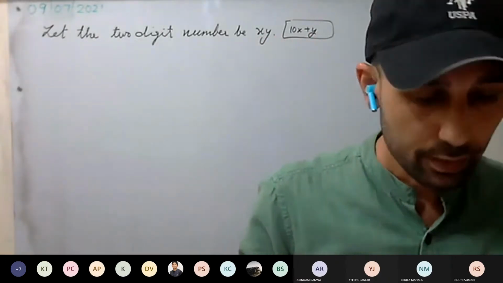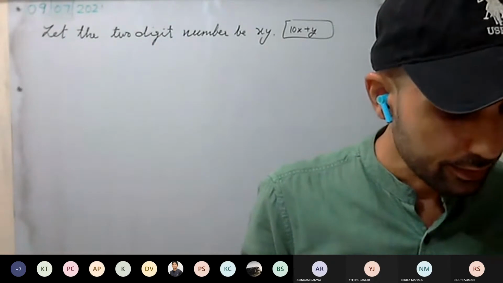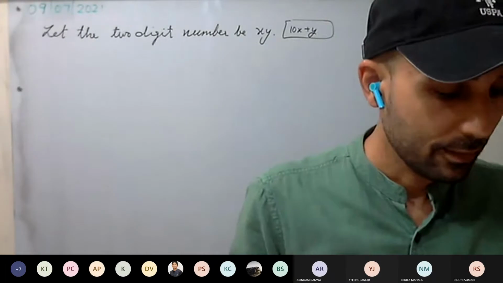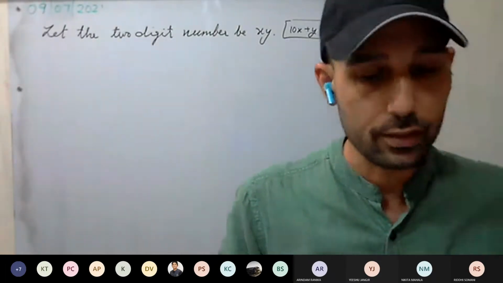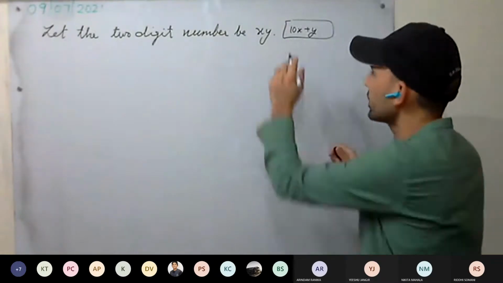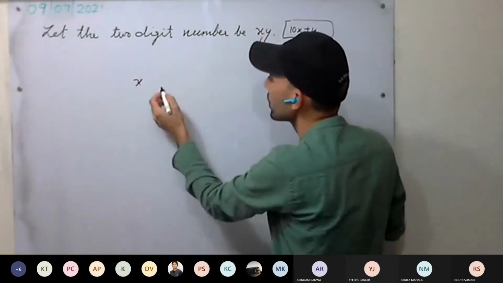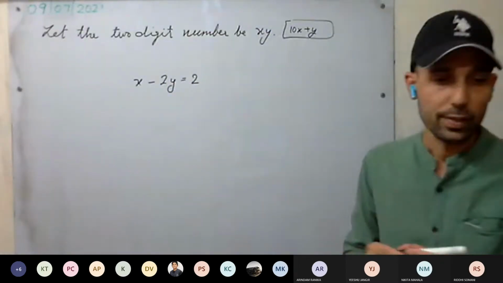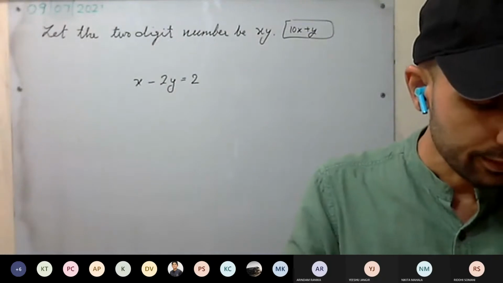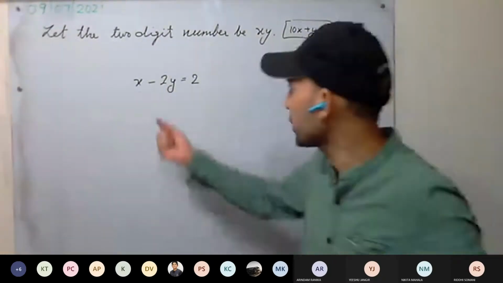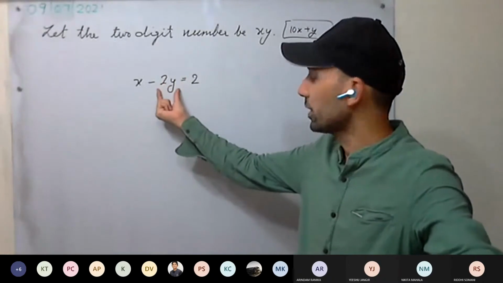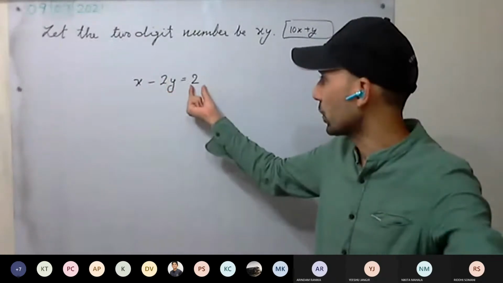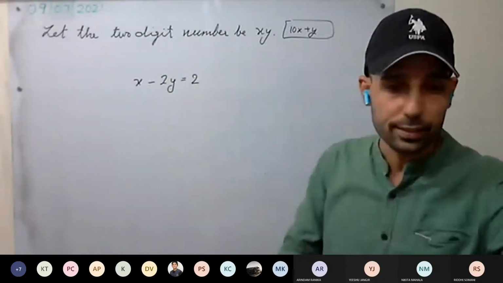A two digit number is such that the tens digit exceeds twice the units digit. Tens digit exceeds twice the unit digit. It is more than twice the unit digit by 2. This you understood? Unit digit there is twice you have taken, and this tens digit exceeds twice the unit digit by 2. It exceeds by 2. This is clear?